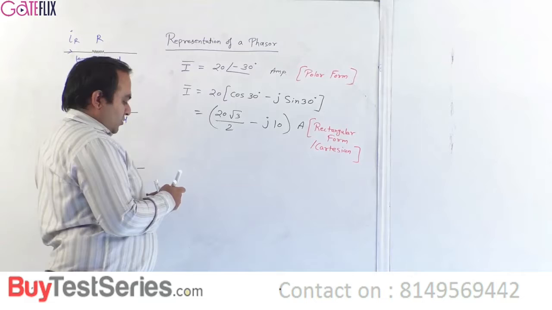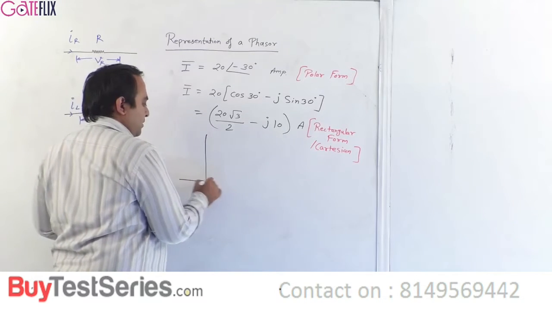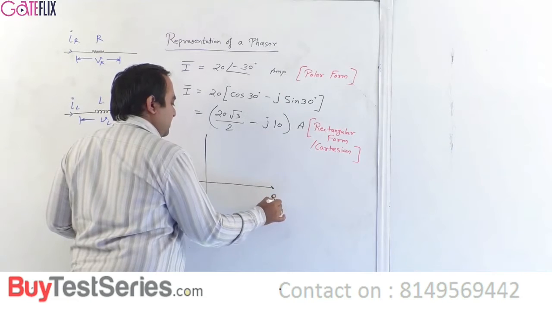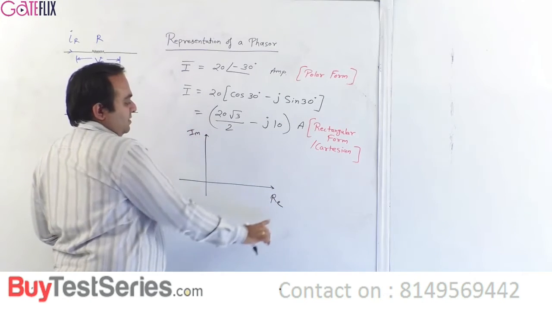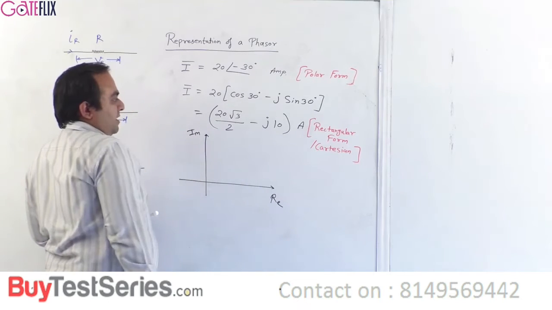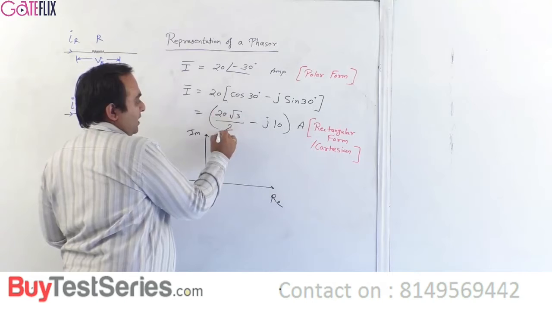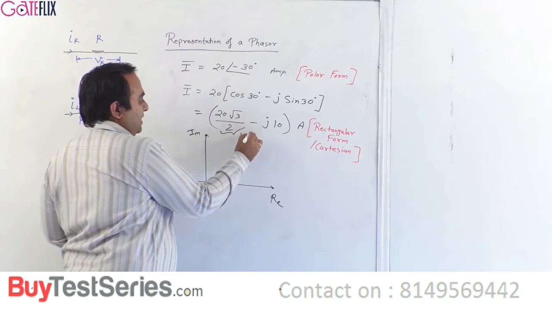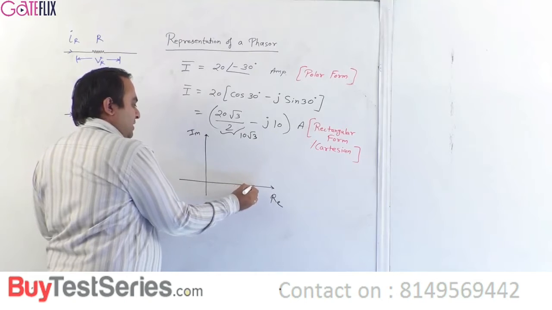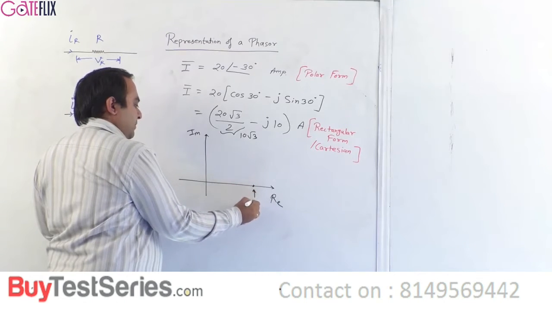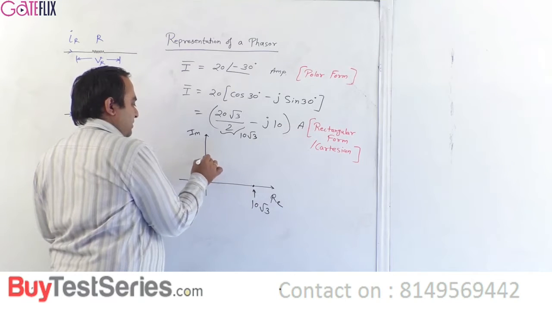Is it okay? So on the complex plane, this is the real axis and this is the imaginary axis. This is the real part of I, this is the imaginary part of I. So if you see the real part, this is 20 root 3 by 2 and this amounts to 10 root 3 basically. So 10 root 3 is going to be, say, somewhere here. This is 10 root 3 and this is 10.